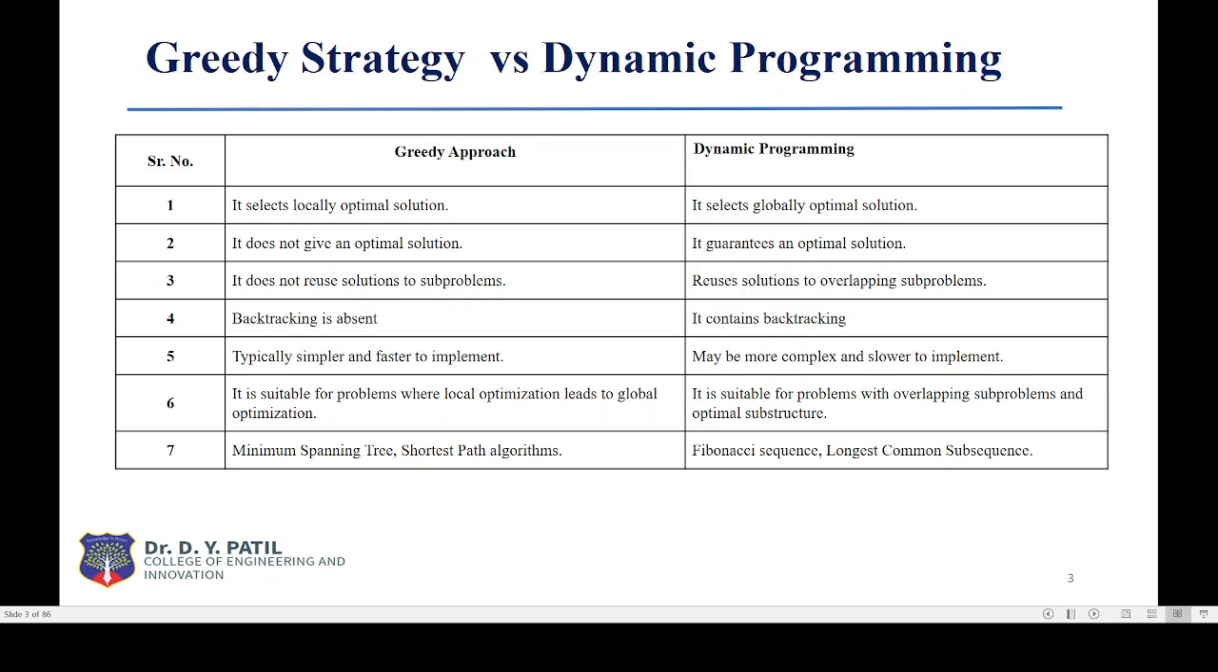because it reuses the solutions of the overlapping subproblems and saves the solutions in a table. So that's why dynamic programming is slower and more complex to implement.